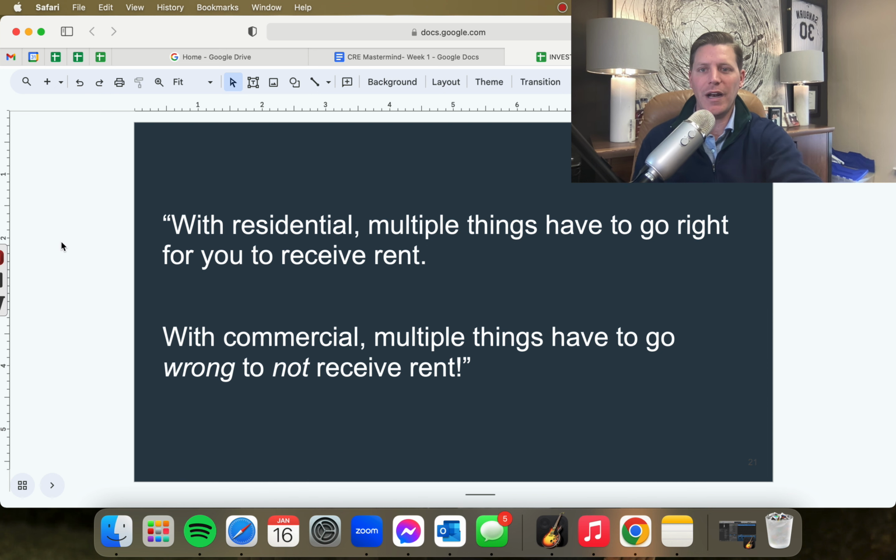This is a good quote that I kind of like. With residential, multiple things have to go right for you to receive rent. And with commercial, multiple things have to go wrong for you not to receive rent. That's the biggest discrepancy and the biggest difference that I've discovered.